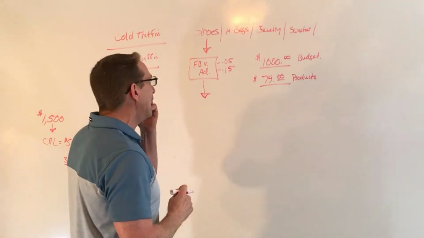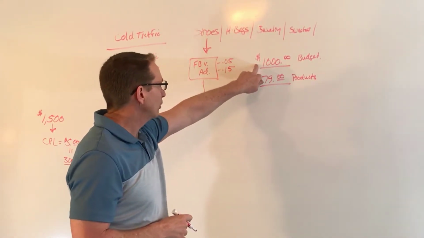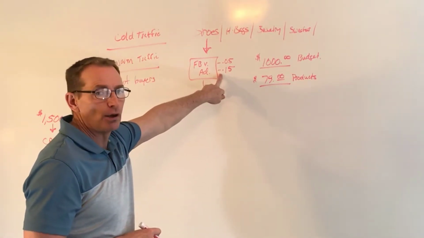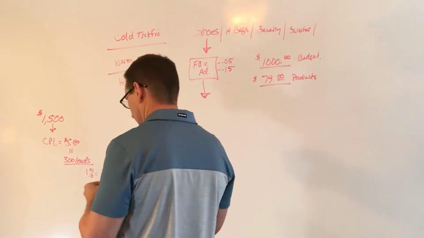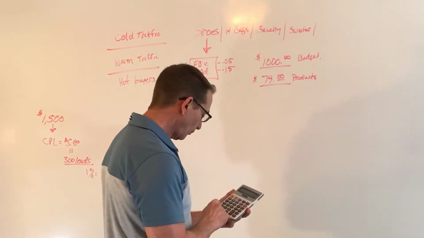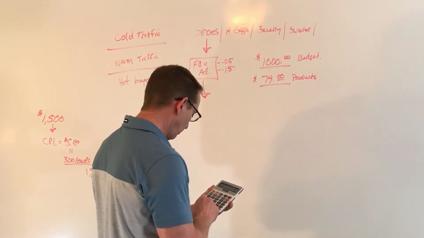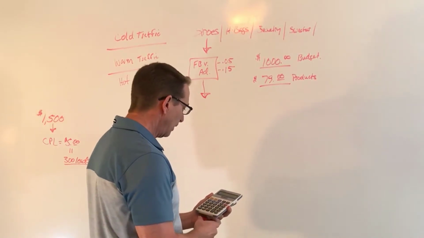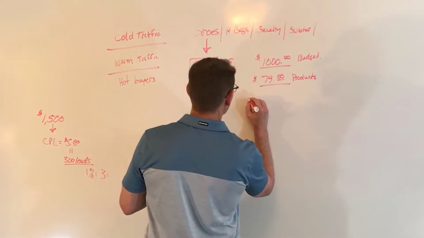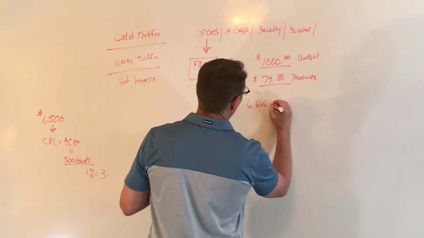So right out of the gate, if I'm willing to spend $1,000, and my worst case scenario is 15 cents per video view, what can I expect from that? So I need the calculator. If I go 1,000 divided by 0.15, I can expect 6,666 video views.